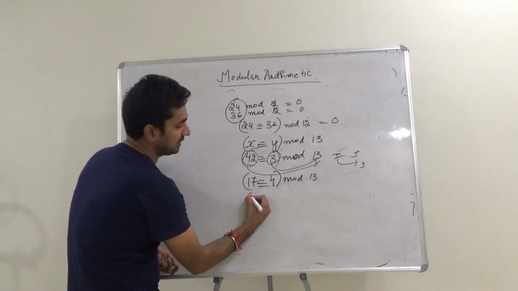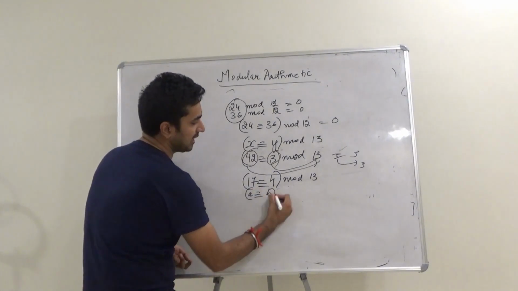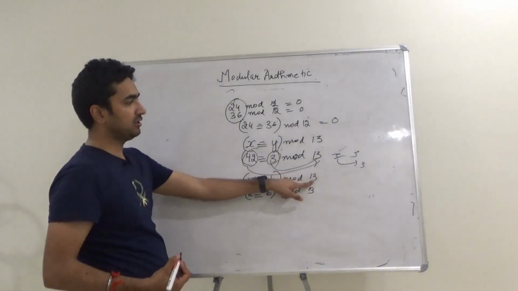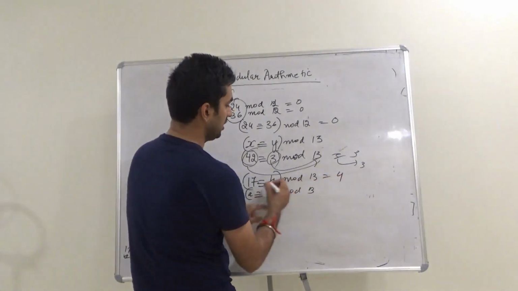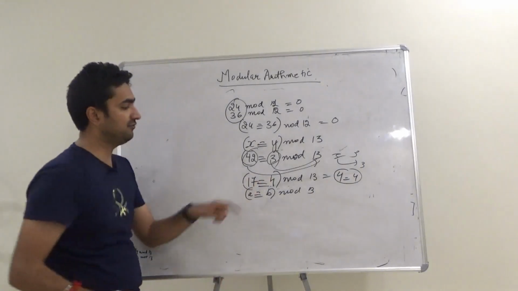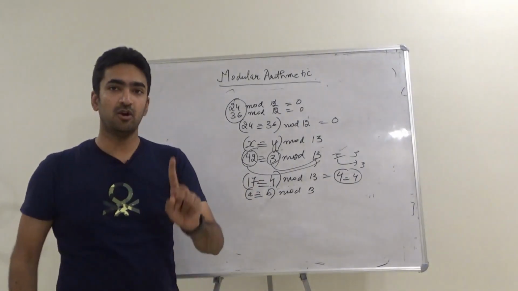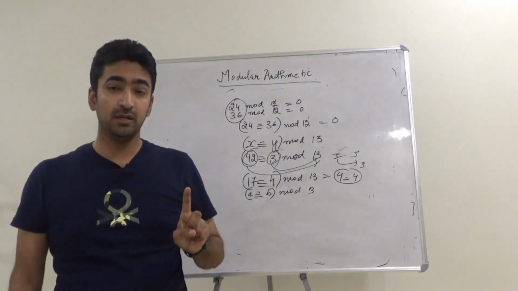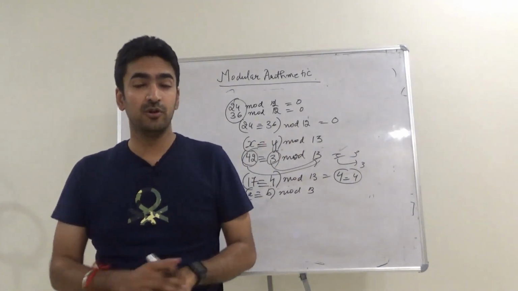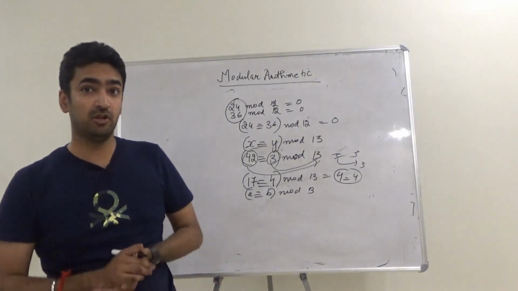So I can take this as A and this as B, and I can say 17 when done modulus with 13 gives answer 4. 4 when done modulus with 13 also gives the answer 4. So 17 and 4 are also congruent. Now x and y are congruent when done modulus with 13, and A and B also are congruent if done modulus with 13.